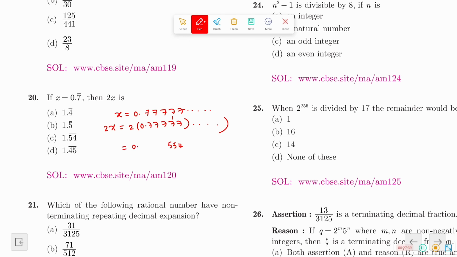It will be like 1.55554. That last digit we will not consider, because we do not know what the last digit is. So finally we consider it as 1.5 bar, because 5 will be repeated in this. So option B is correct. So these 20 bits are enough. Again in the next video we'll discuss the remaining objective bits. Thank you.